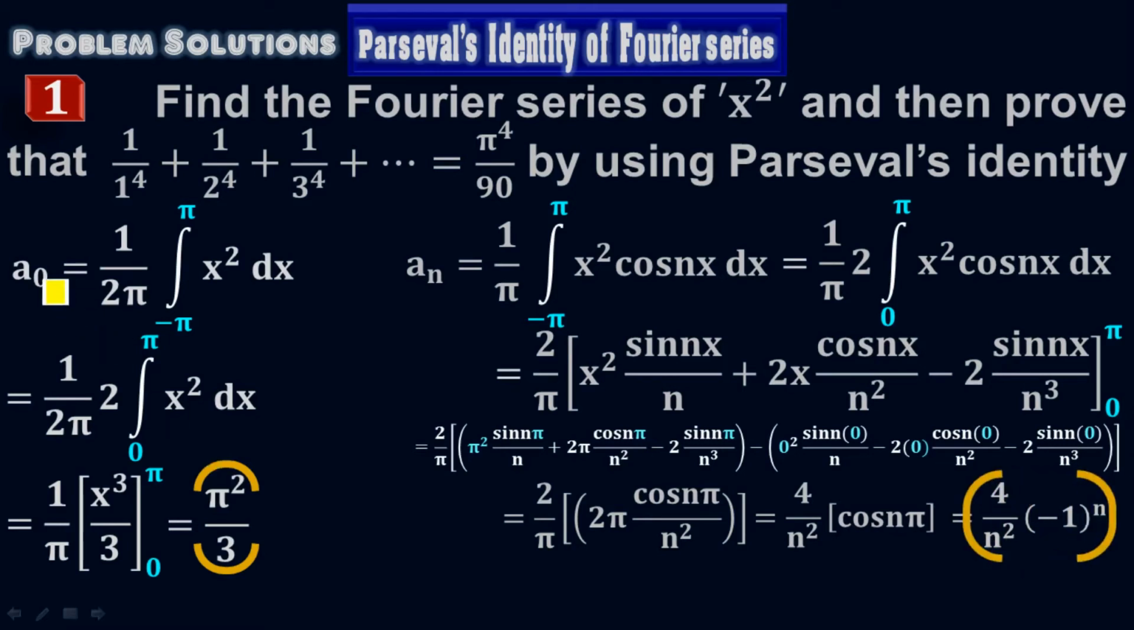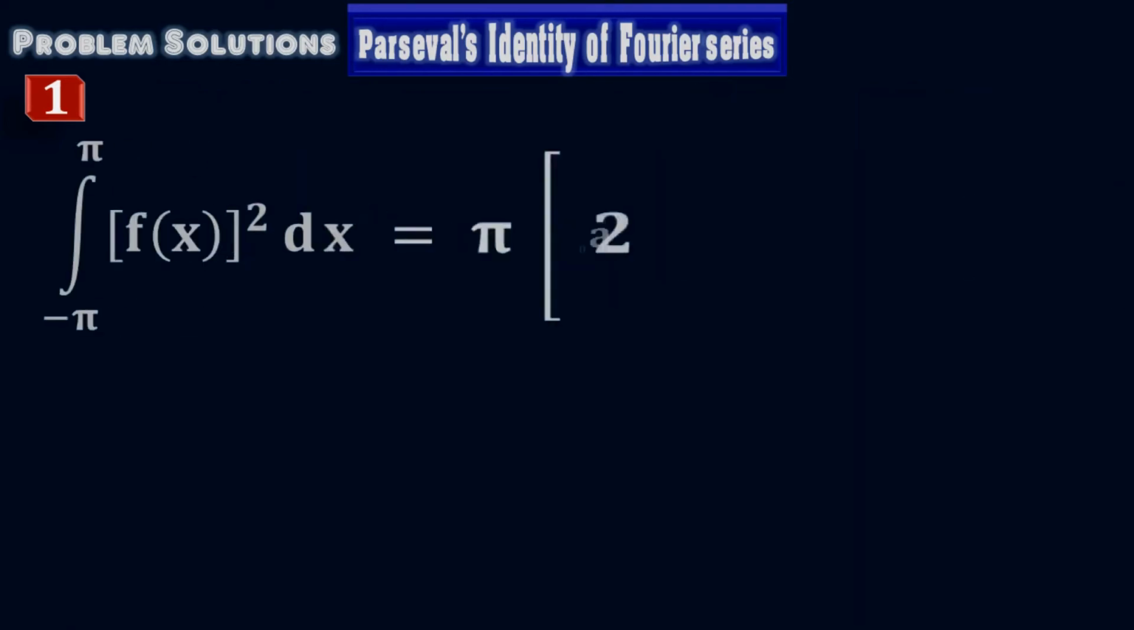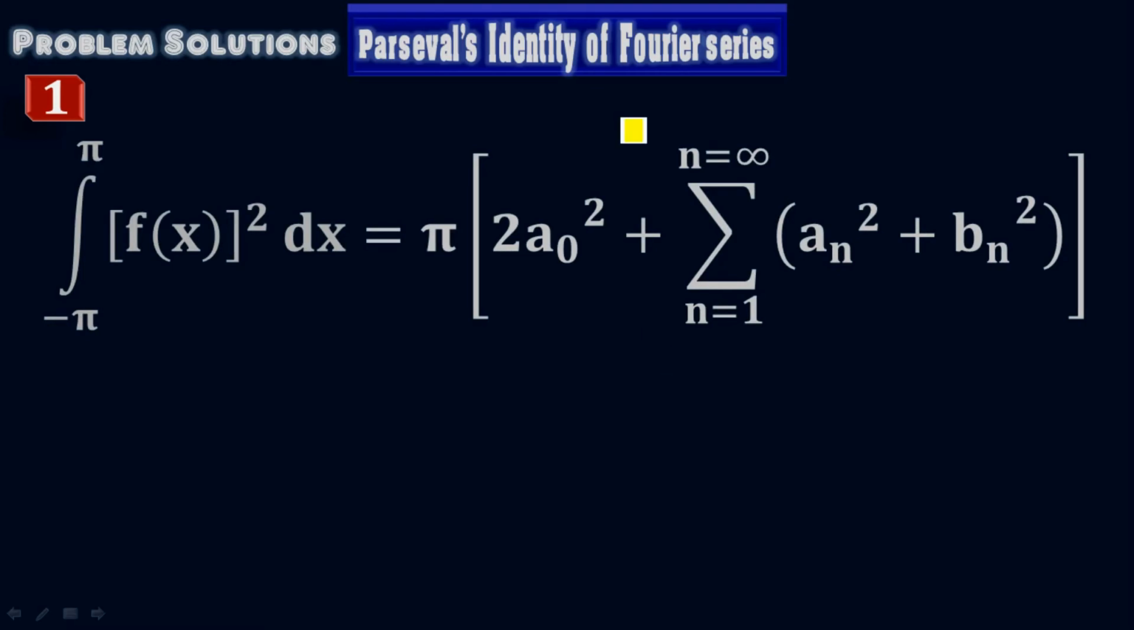Now I am going to plug in the value of a sub naught, which is pi squared over 3, and a sub n, which is 4 over n squared into negative 1 to the n. So the Parseval identity of Fourier series is this. Remember, we are talking about the Parseval identity. We are not talking about the simple Fourier series. So we're going to use the formula for the Parseval's identity of Fourier series.